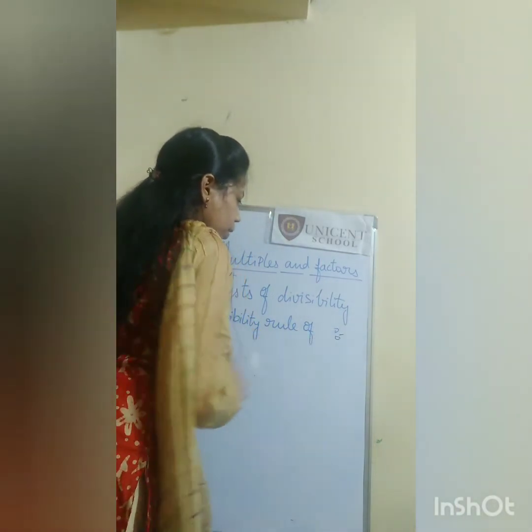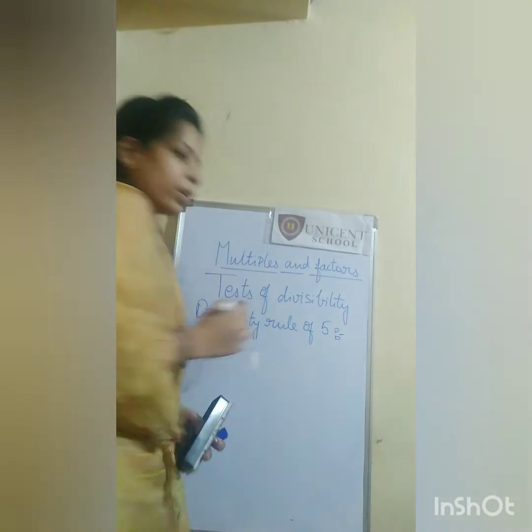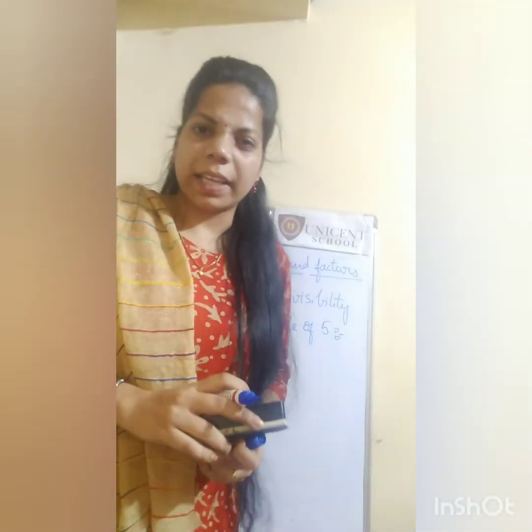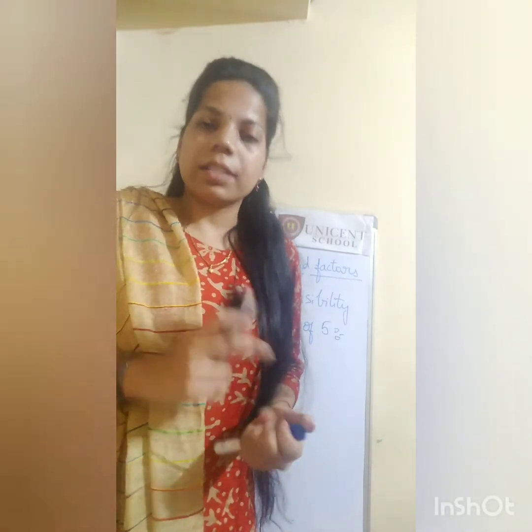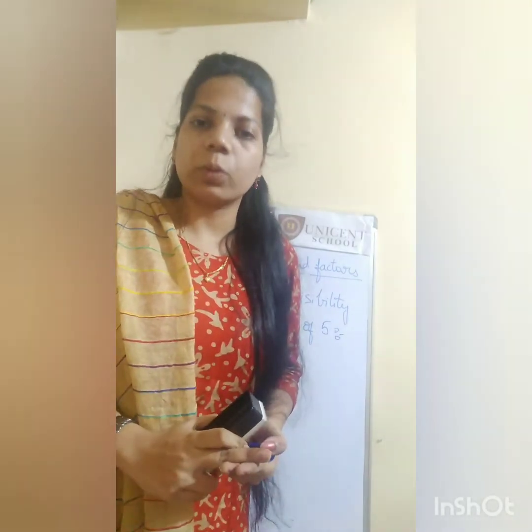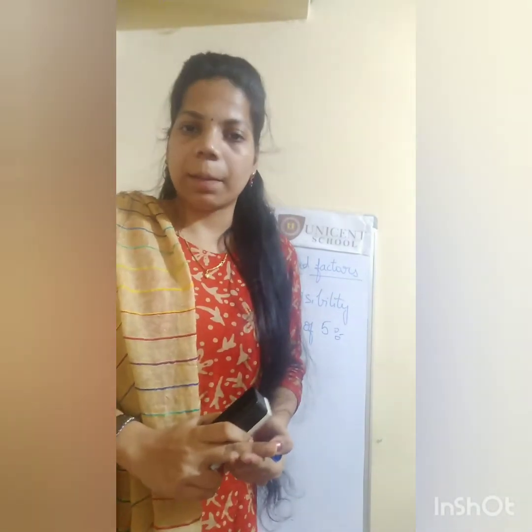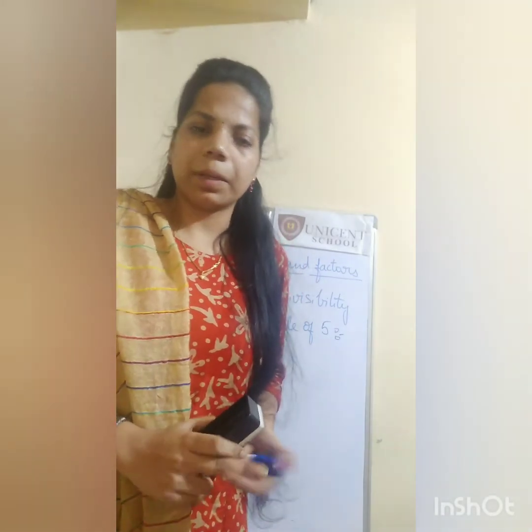Now the next divisibility rule is the divisibility rule of 5. What is the divisibility rule of 5? It is very easy, children. If the given number has 0 or 5 in its units place, then the given number is divisible by 5. Simple. Let us see.